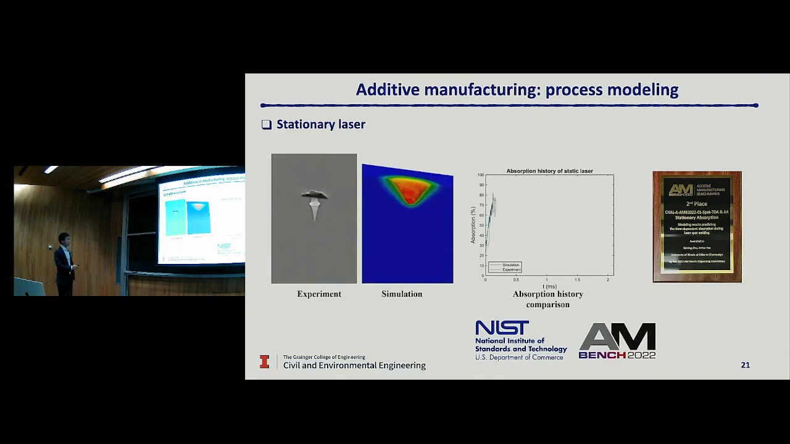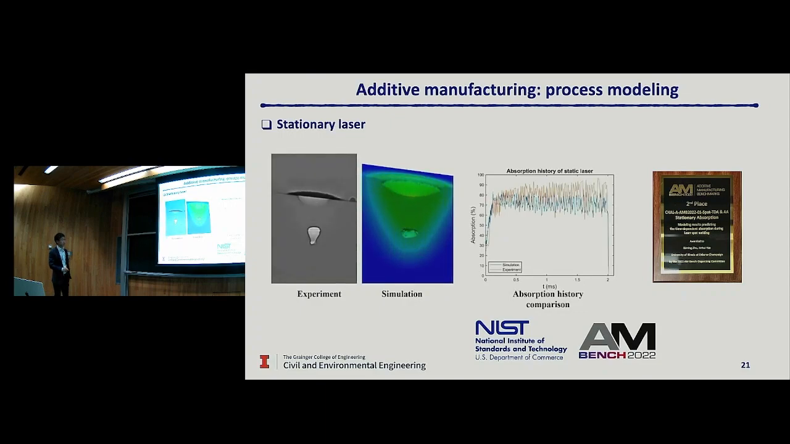So what you see here is a selective laser beam melting process, with a stationary laser but over an inclined surface. This is a blind comparison, which means NIST only released the manufacturing parameters. You run the simulation, you submit the result, and they do the comparison. The video here is the X-ray imaging from NIST, and the video in the middle is our simulation results. So similar stuff, right?